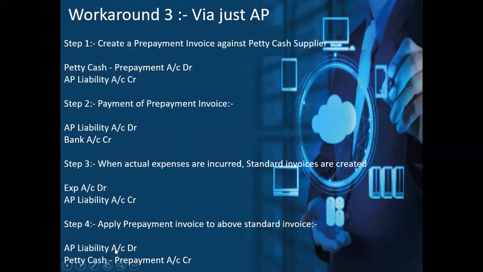So whenever you apply a prepayment, your AP liability account will be debited and your petty cash prepayment account will be credited. Again, if you look at the net accounting entry, AP liability account got credited and debited. These are knocked off. And AP liability account debit and credit. This is also knocked off. And petty cash prepayment is created here and petty cash prepayment account is debited here. These also knocked off. So if you look at the overall net accounting entry, your expense account is debit and your bank account is credit. That's the accounting entry.